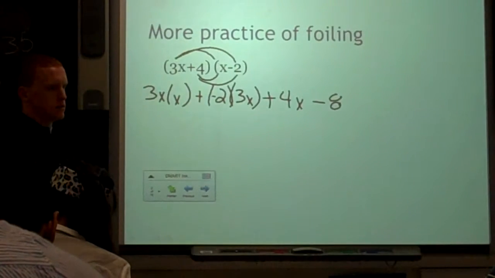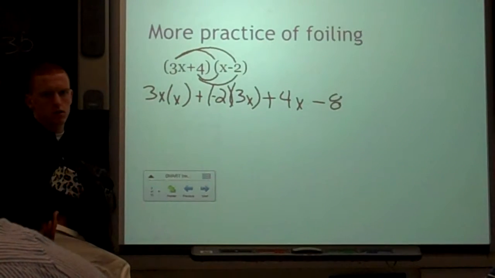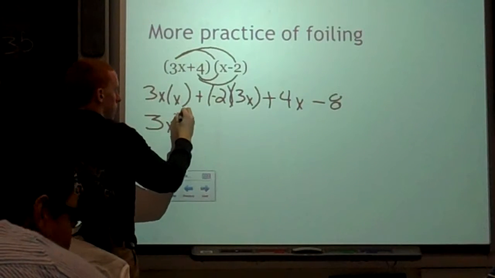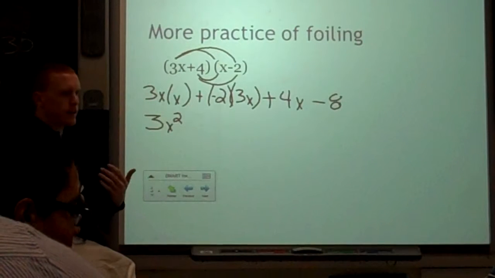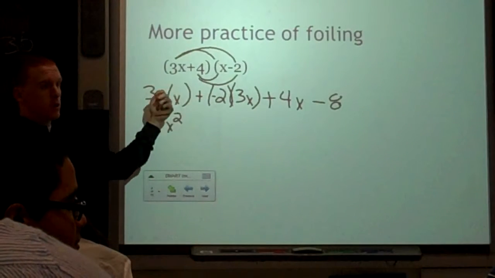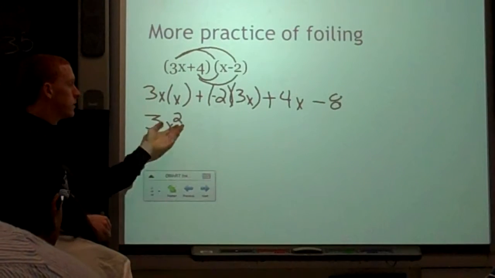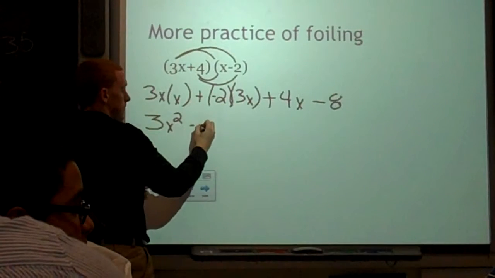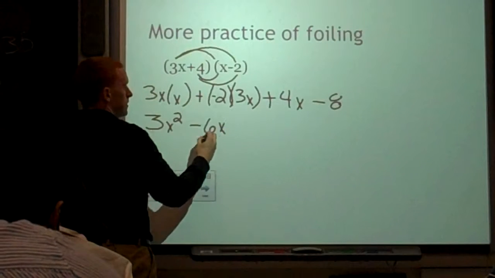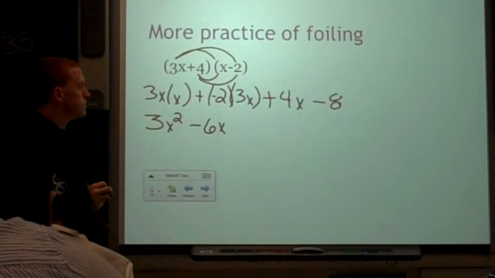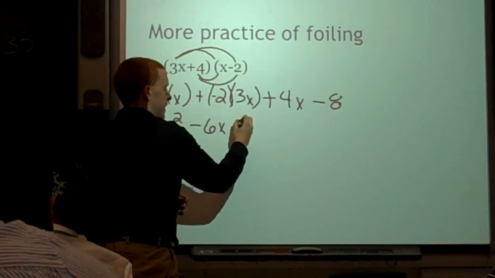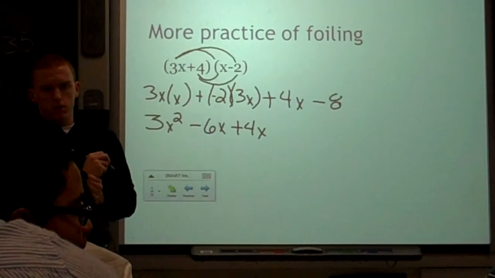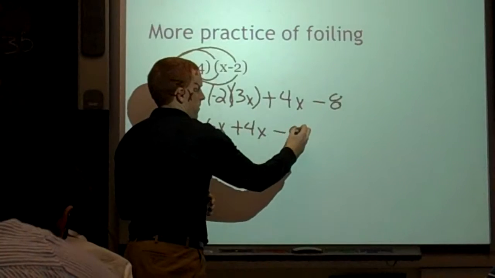Okay, so now let's make this look a little nicer. 3x times x is 3x squared. Now remember, when we multiplied, when they had the same base, we add the exponents. In this case, both exponents are 1. So that's how we got squared. Now, negative 2 times 3x is negative 6x, plus 4x, that didn't need anything done, and minus 8.